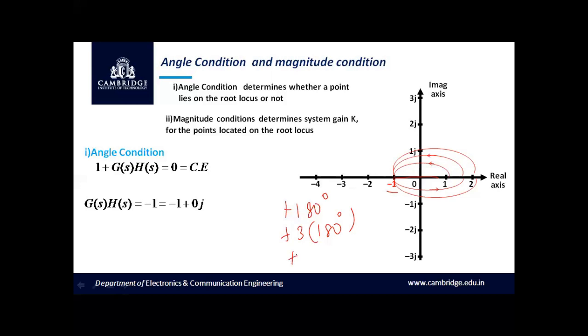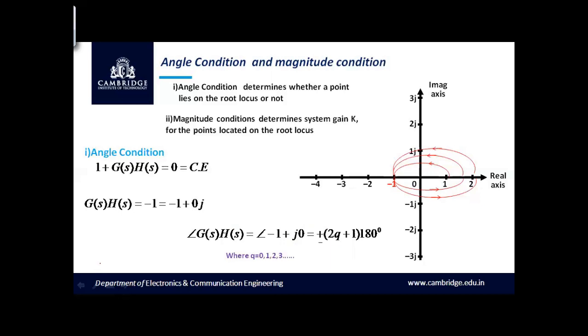Now it is 1, 2, 3, 4, 5. Hence it is 5 times 180 degrees, and so on. Hence the angle of G(s) into H(s), which is equal to the angle of -1 plus j0, will be equal to plus or minus (2q plus 1) into 180 degrees, where q is equal to 0, 1, 2, 3 and so on.